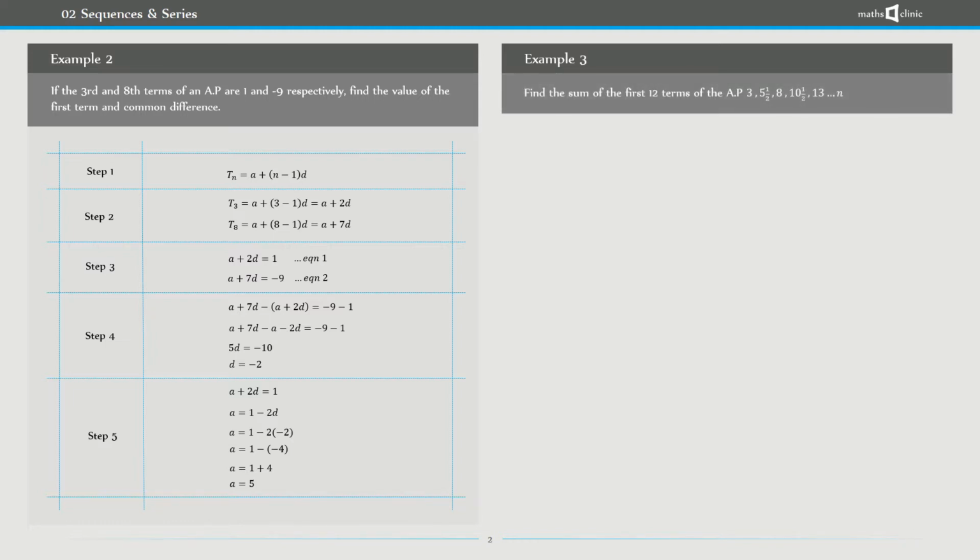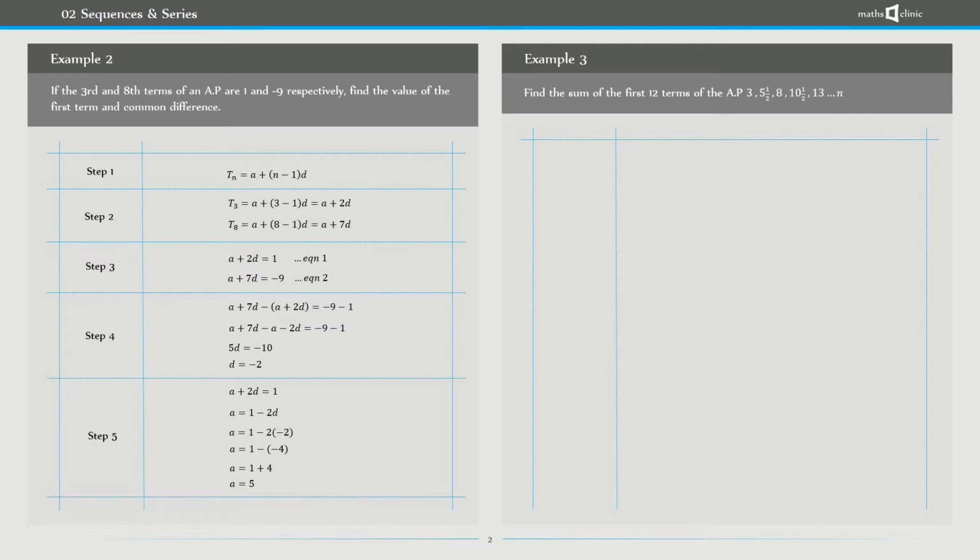Example 3 says: find the sum of the first 12 terms of an AP 3, 5.5, 8, 10.5. What's the common difference here? The common difference would be 5.5 minus 3, which would give us 2.5. But let's jump into the question and solve it out.